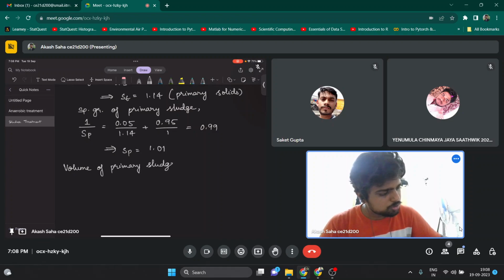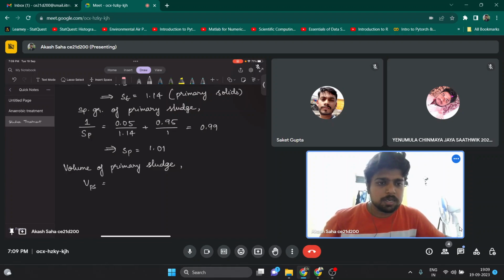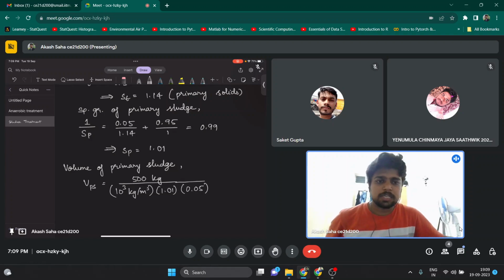So after we know the specific gravity, we will be able to calculate the volume of the primary sludge. My volume of primary sludge will be equal to the total dry basis content, 500 kg, divided by the density in kg per meter cube, into the specific gravity, into the solid content, that is 0.05. In that way, I will be able to find the volume of my primary sludge, and this will come as 9.9 meter cube.